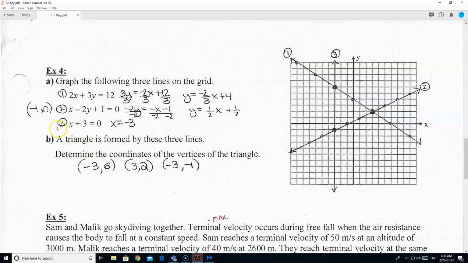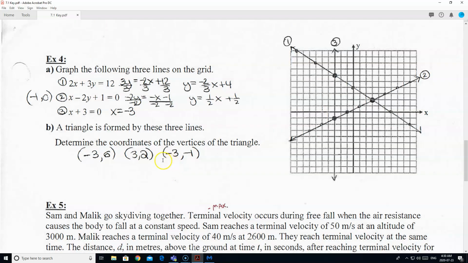So that's part A. Part B, a triangle is formed by these 3 lines. Okay, so you can see right here the triangle. Determine the coordinates of the vertices of the triangle. So this is just, once you've graphed it, you read off the grid, right? If you read off of it, you'll get these values here. So you can check that out. That's it for example 4.